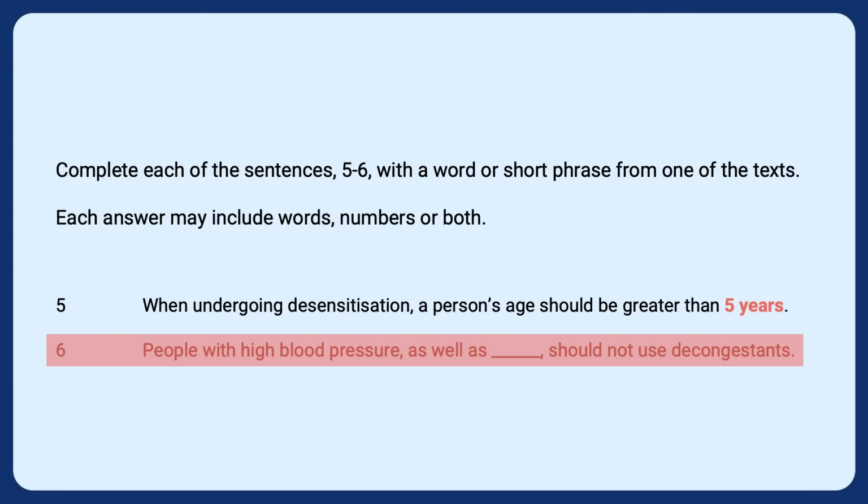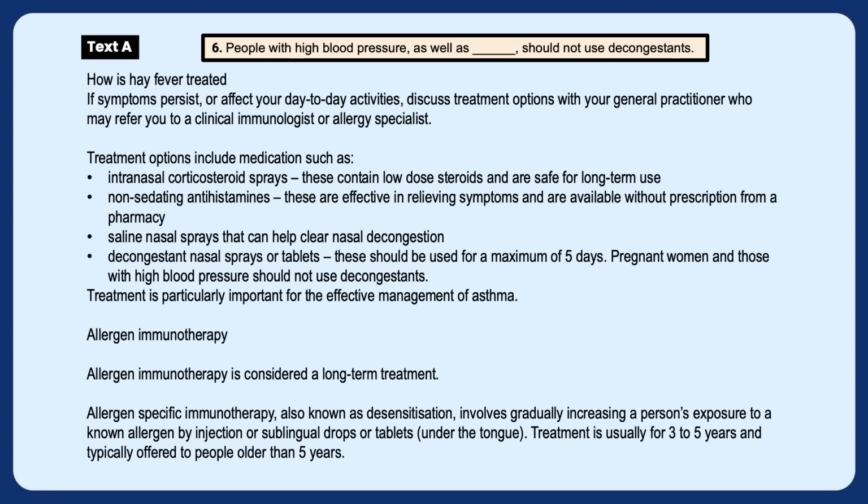Let's do question 6. People with high blood pressure, as well as should not use decongestants. Well, we know we need some type of person or people with a certain condition. Well, a decongestant is a treatment, so I'm going to look in text A again. And now that I've chosen the text, I'm going to scan my eyes over the text to find the word decongestant. I'm going to look for it rather than read for it.